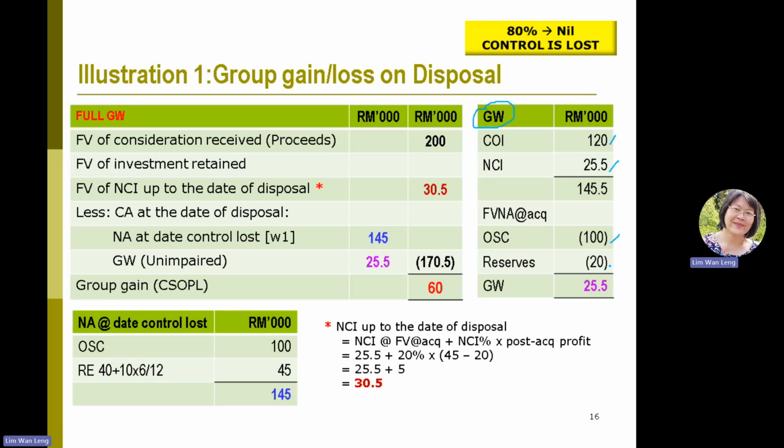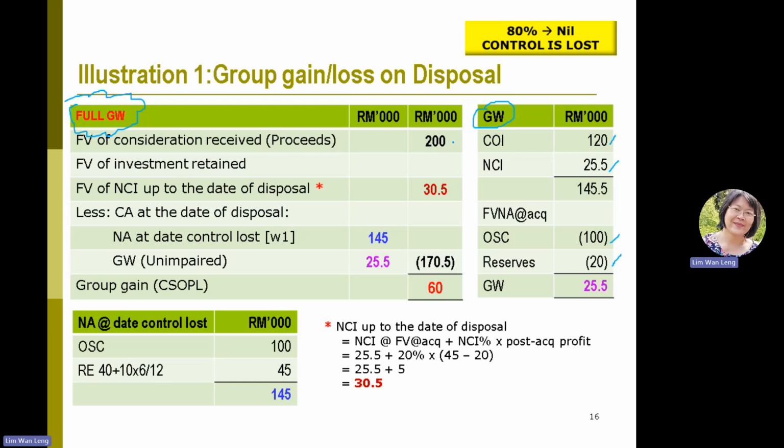OSC is always pre. This is your pre-acquisition RE. So you campur tolak, you get 25.5. Okay? And of the two pro formas, you have to choose the one that says full goodwill. Why? Because the question says NCI is measured at fair value. Understand? So determine what is the status, determine whether or not you need to use this pro forma, and determine which one you need to use, the one on the right or the one on the left. Okay? And then you know that for this one, full goodwill applies.